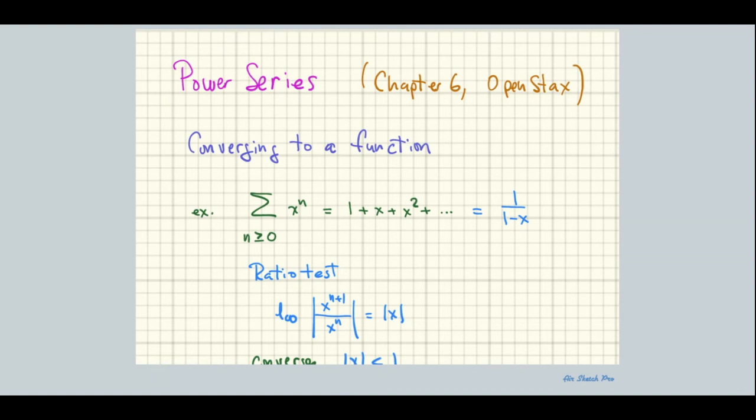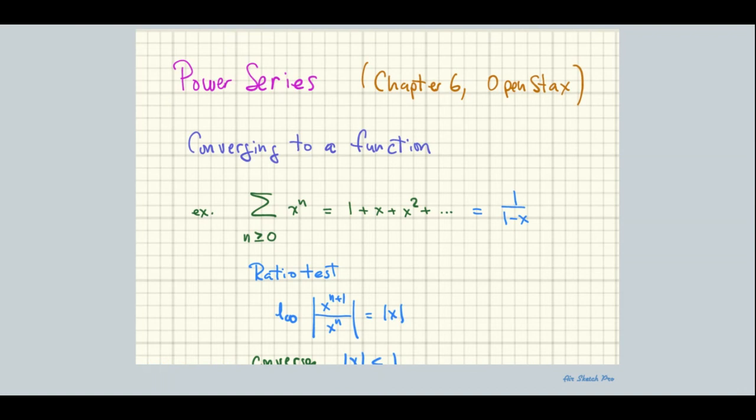Remember that one? Now, here's the thing. That power series, 1 plus x plus x squared, only converges when the absolute value of x is less than 1. But the function 1 over 1 minus x has values for every x except 1. So we say the series converges to the function inside its interval of convergence.